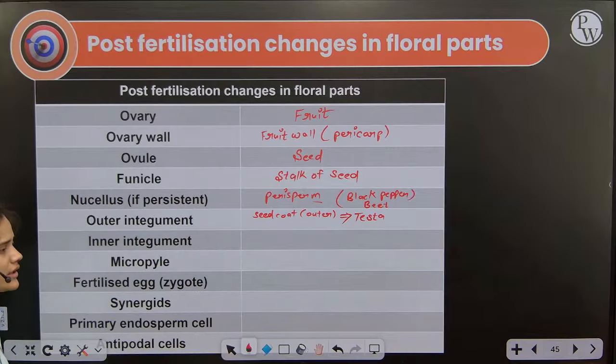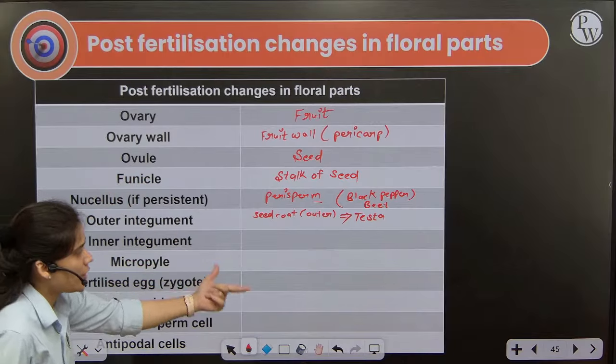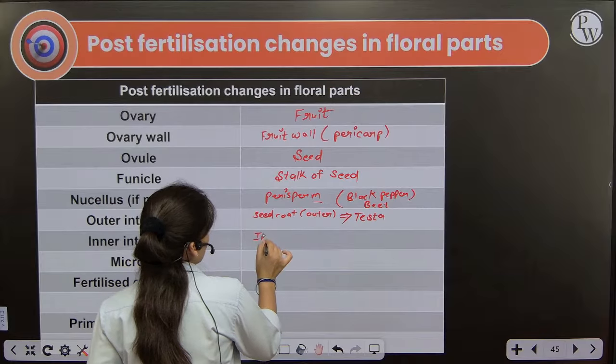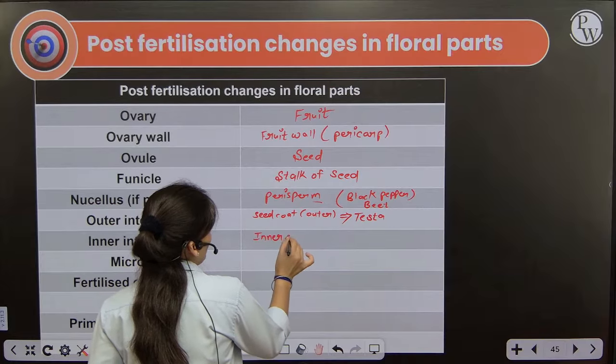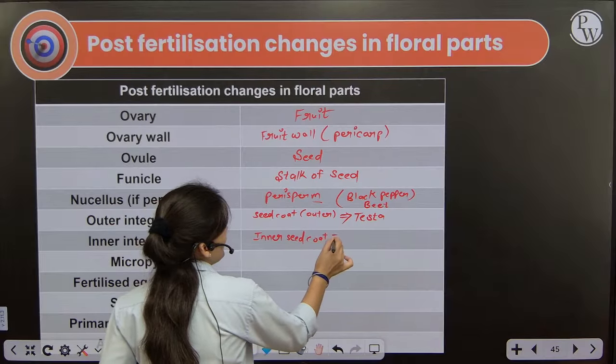What about inner integument? Initially, this inner integument is the protective covering of ovule. Now it will become protective covering of seed and it is inner seed covering that is known as tegmen.